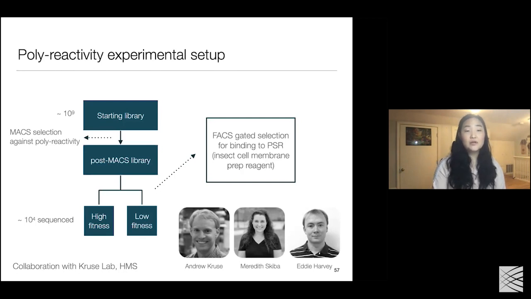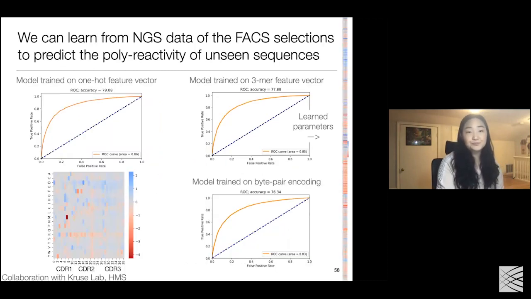And so after a MACS selection against polyreactivity, they also do a FACS-gated selection, and now you have high fitness, which in this case is low polyreactivity or non-stickiness, and low fitness sequences, which is high polyreactivity or very sticky sequences. And as before, we can train a discriminative model.